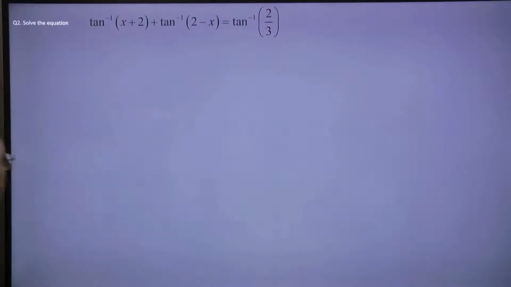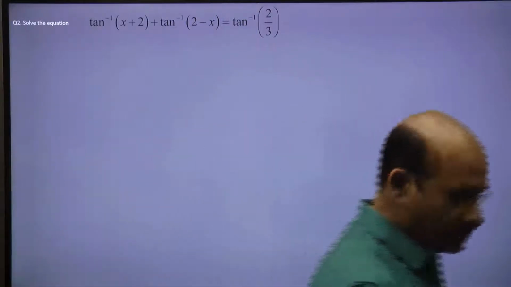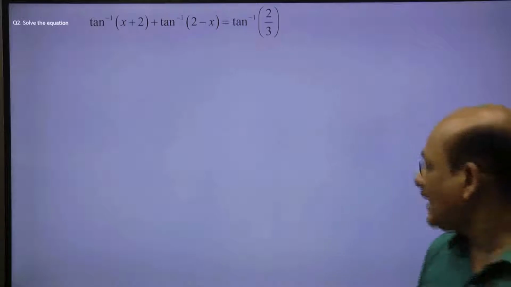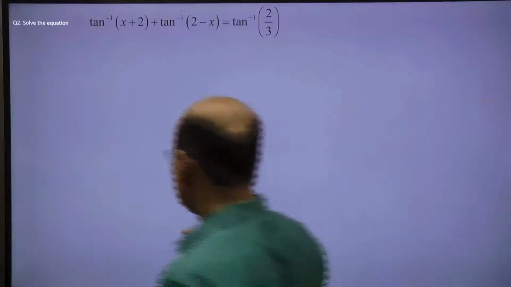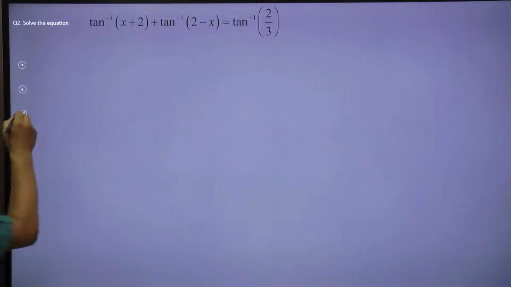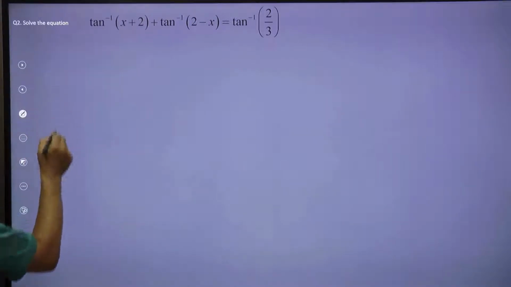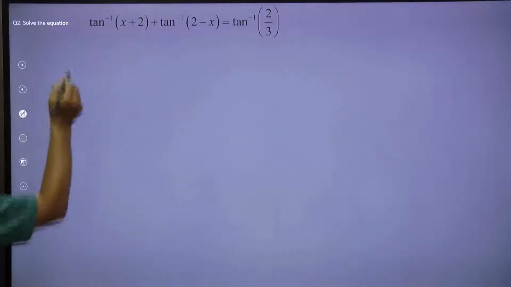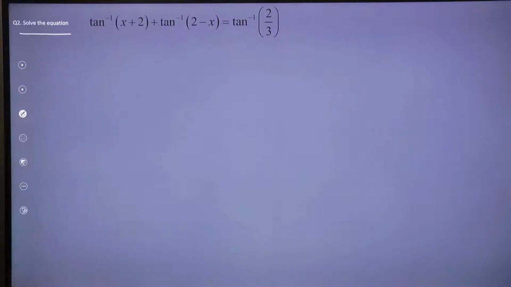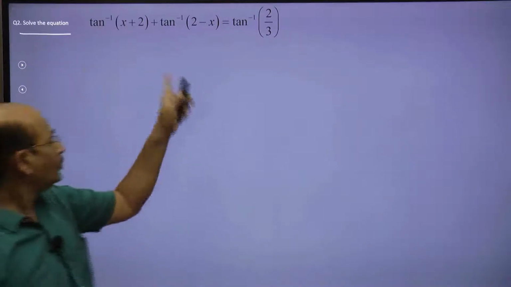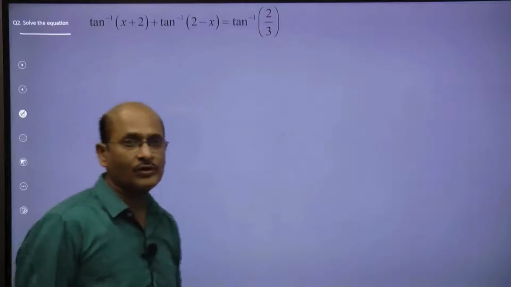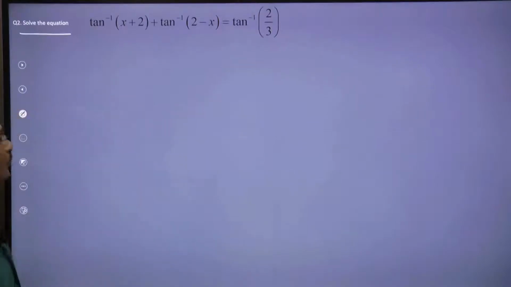If you look at this question here, it is given: solve the equation tan inverse (x plus 2) plus tan inverse (2 minus x) equals tan inverse 2 by 3. So how do I do that?